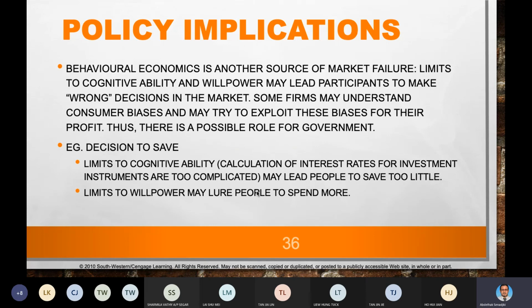Sometimes you really, as a manager, understand the weaknesses of consumers and you will invest there. You will use that one. So here government needs to come and intervene.